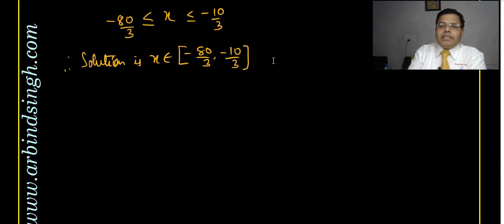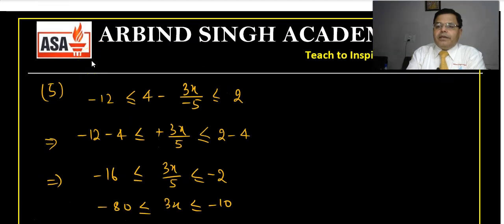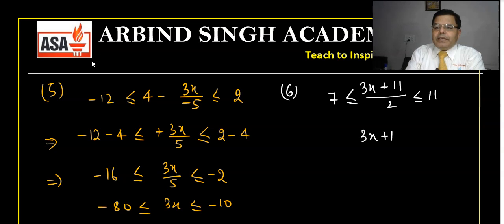Now question number 6. Let us solve question number 6. This is the space left, so we can write here: 3x plus 11 upon 2 is less than or equal to 11 and greater than or equal to 7. So I can write here 3x plus 11 is less than or equal to 22 and greater than or equal to 14, isn't it? Because 2 can be multiplied on both sides.